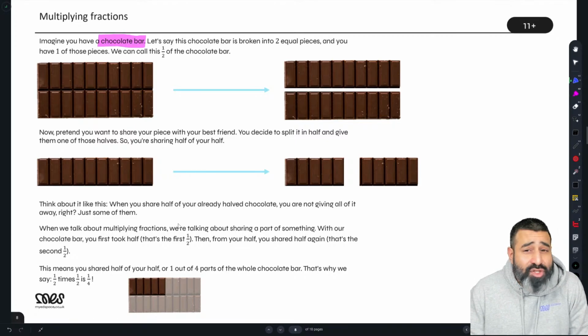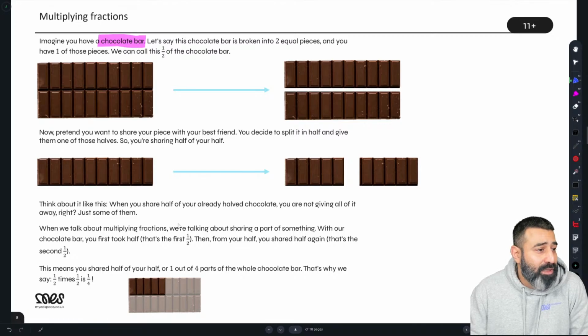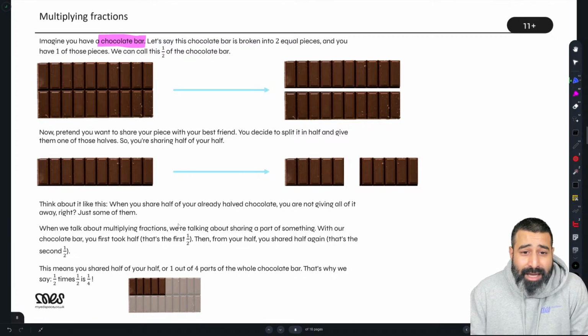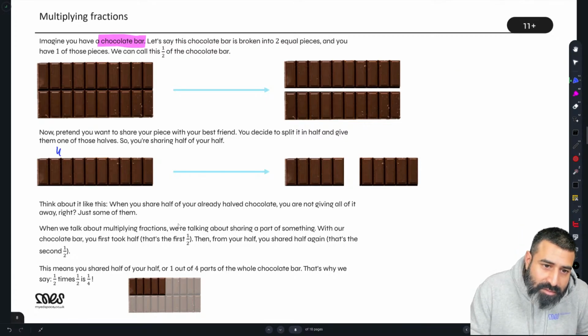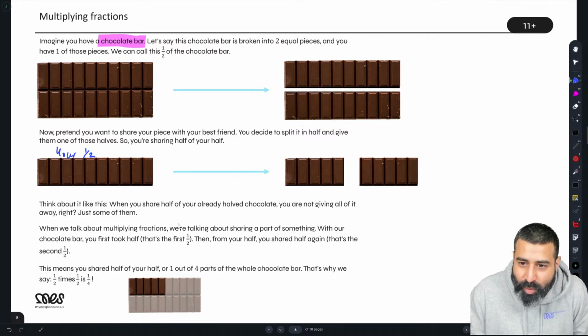Now, let's say this chocolate bar is broken into 2 equal pieces. So here is my chocolate bar, and I'm breaking it into 2 equal pieces. Okay, now pretend, because you're very caring and sharing, that you want to share your piece with your best mate. You decide to split it in half and give them one of those halves. So here is your half, and you are sharing your half. So if you share your half, this is what you get, and this is what your mate gets.